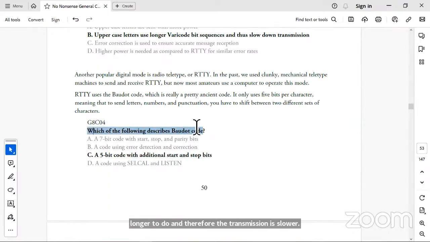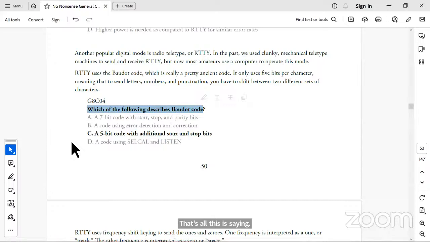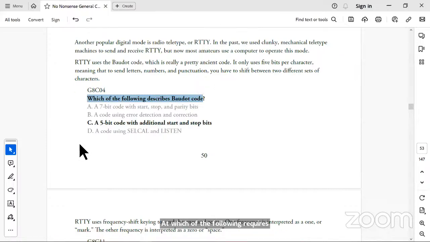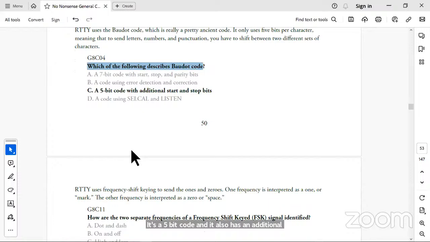All right, which of the following describes baudot code? Let's restate the question. It's a 5-bit code, and it also has an additional start bit and a stop bit, right?